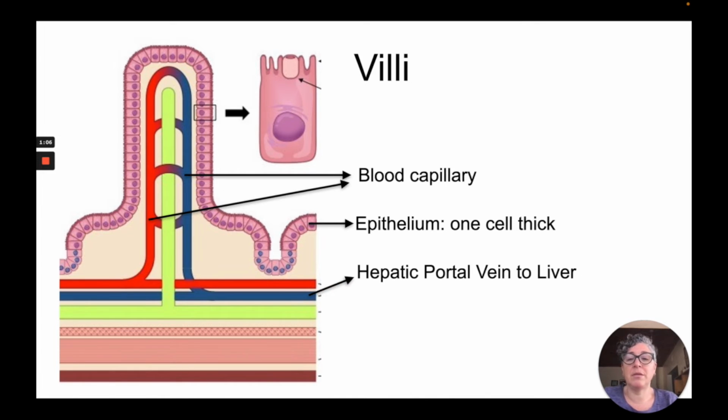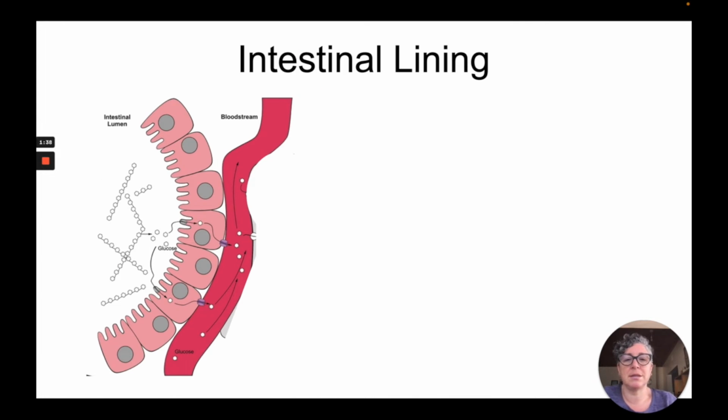Then we have the blood capillary, which leads to a blood vessel called the hepatic portal vein, which goes to the liver. And we'll talk about that also a little bit later. And then we have something called a lacteal. So in another video, we'll talk about the purpose of some of these structures, but these are the overall components. Let's just get into the intestinal lining.